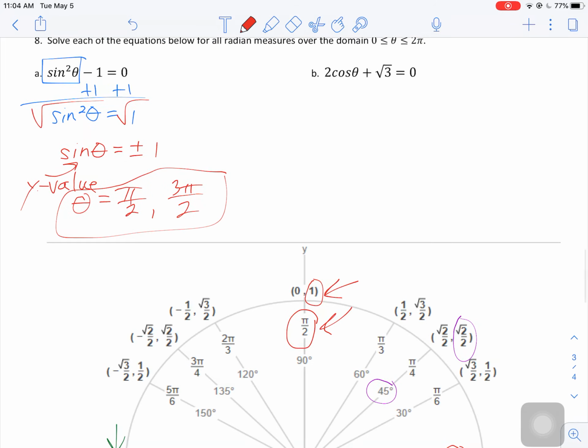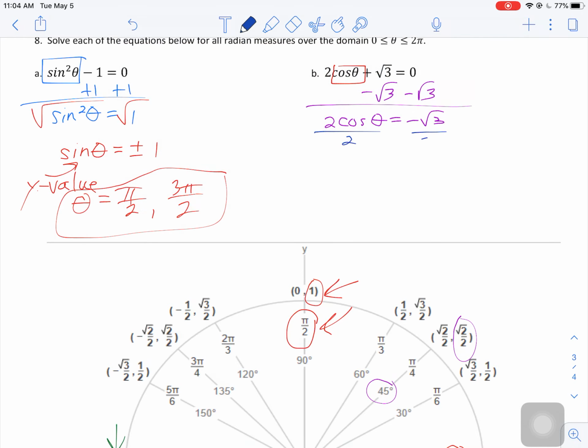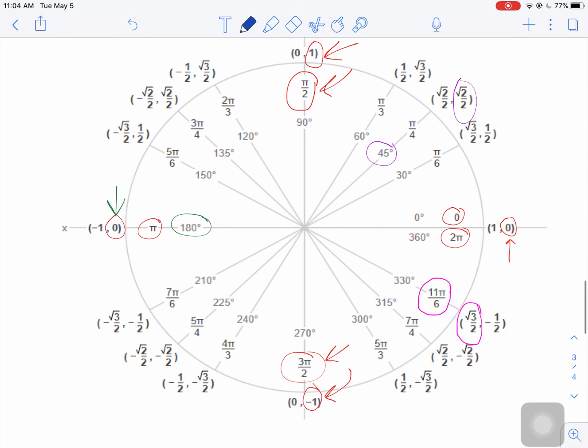And then this last one, we want to isolate the cosine theta by doing order of operations backwards. So subtract square root of 3 from both sides of the equation to start. And then to undo multiplication, you're doing division to get rid of that 2 in the front. So cosine theta equals -√3 over 2. Cosine, those are x values. So off of the unit circle, we're looking for -√3 over 2 for an x value.